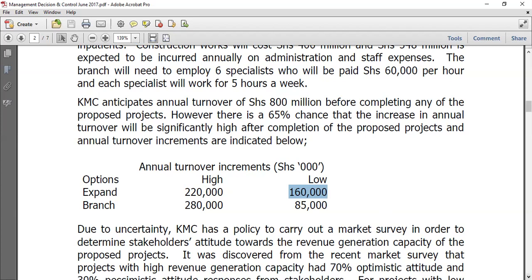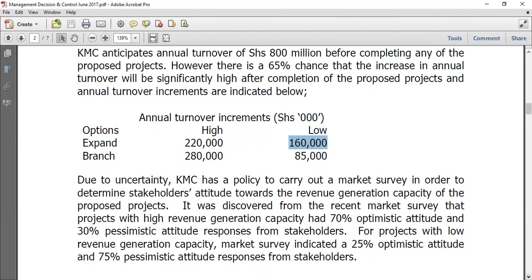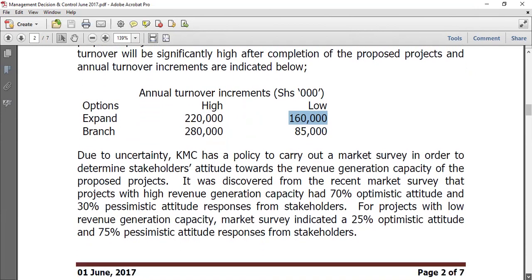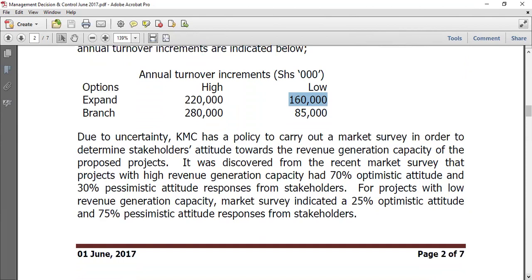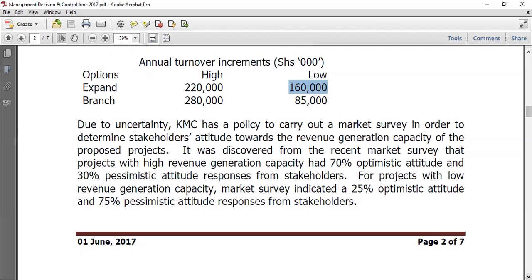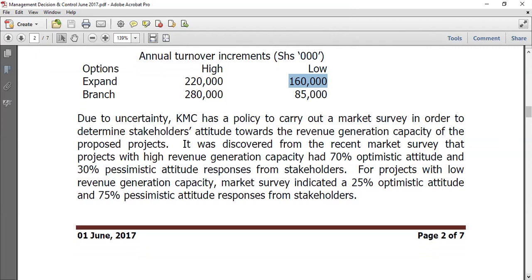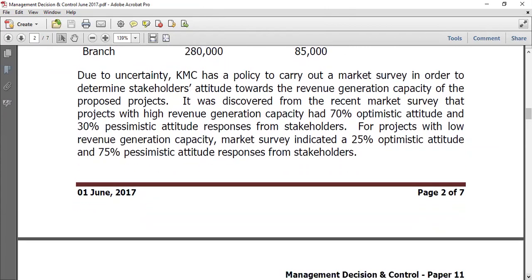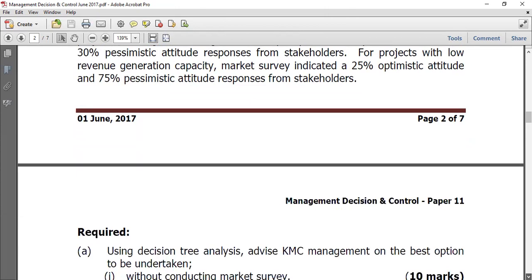So they are telling us that due to uncertainty, KEMC has a policy to carry out a market survey in order to determine the stakeholders' attitude towards the revenue generating capacity of the proposed project. It was discovered from the recent market survey that the projects with the high revenue generation capacity had 70% optimistic attitude and 30% pessimistic attitude responses from the stakeholders. For projects with low revenue capacity, the market survey indicated 25% optimistic attitude and 75% pessimistic attitude responses from the stakeholders.